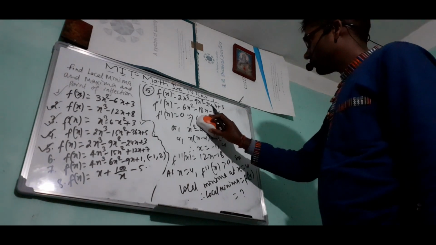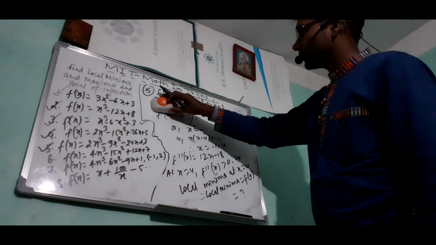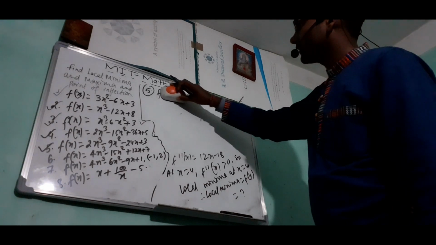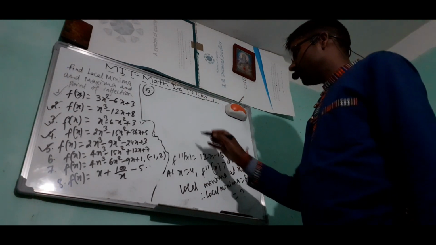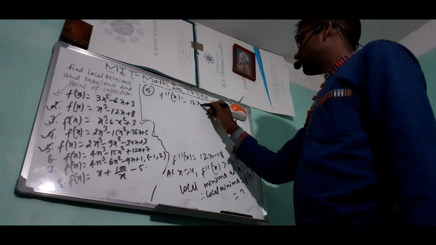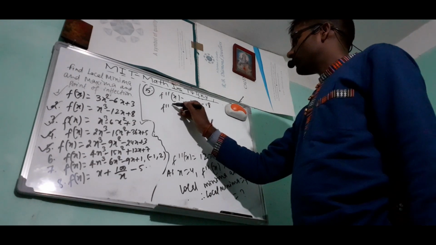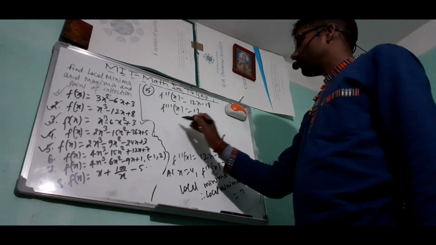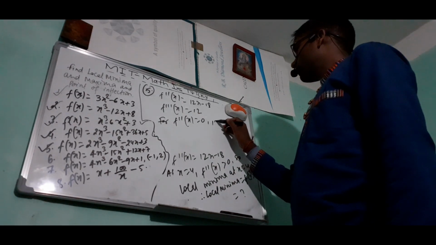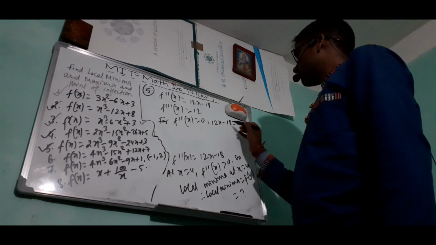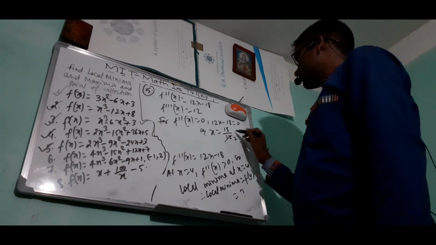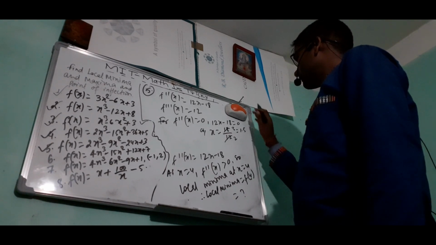Now let me explain what the point of inflection is. For the point of inflection, here we have f''(x) is 12x minus 18, f'''(x) is 12. For f''(x) equals 0, we get 12x minus 18 equals 0, or x equals 18 by 12, which is 1.5.